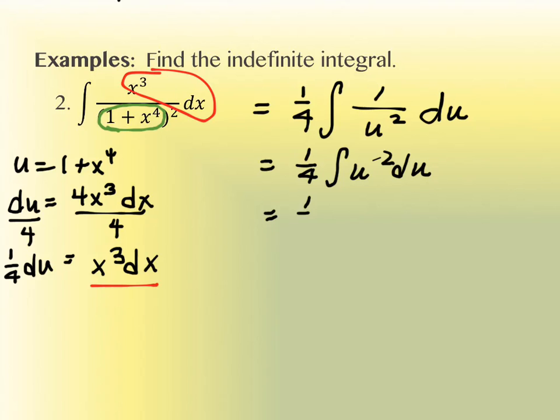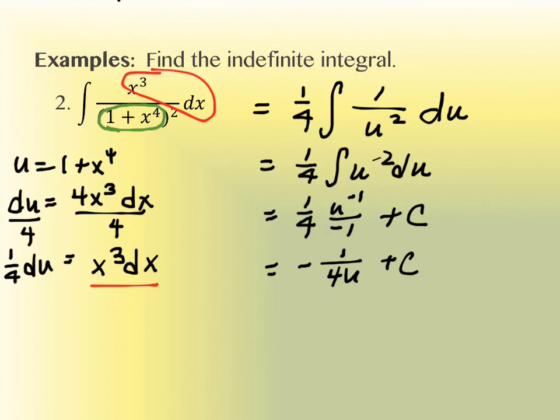All right, then, 1/4 is part of the answer. What's the antiderivative of u to the negative 2? U to the negative 1 over negative 1, and then plus c. Now, if I simplify this, this becomes negative 1 over 4u plus c, right? The u to the negative 1 comes stacked down in the denominator. I just move the negative out in front.